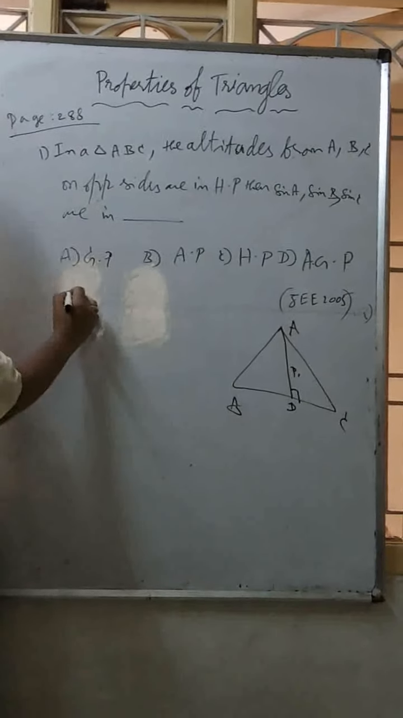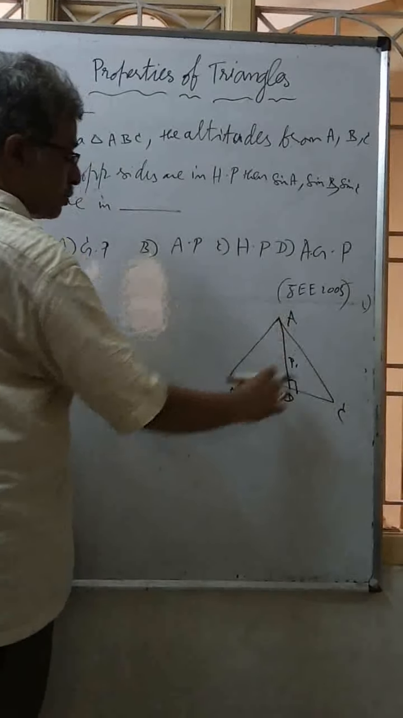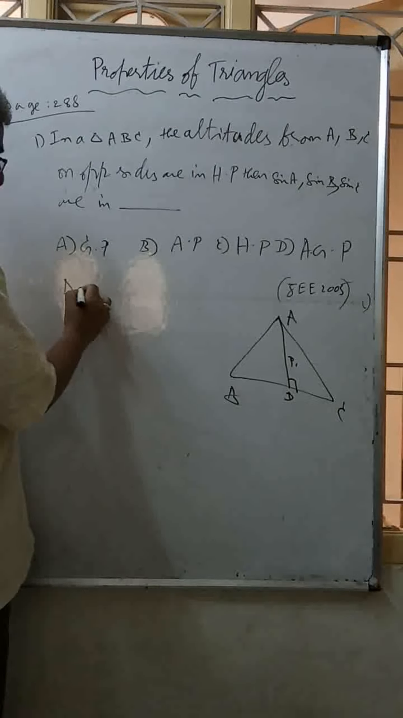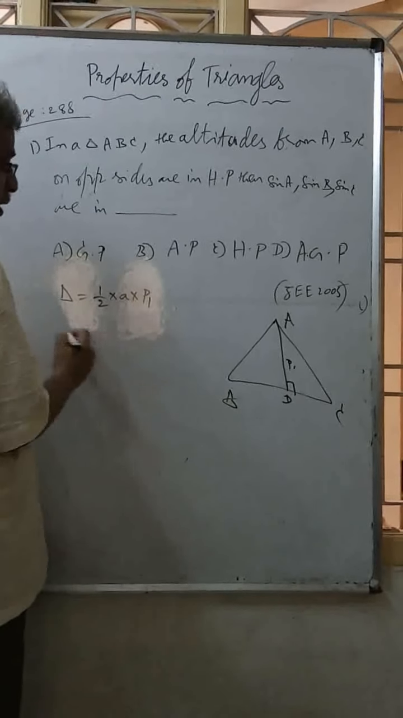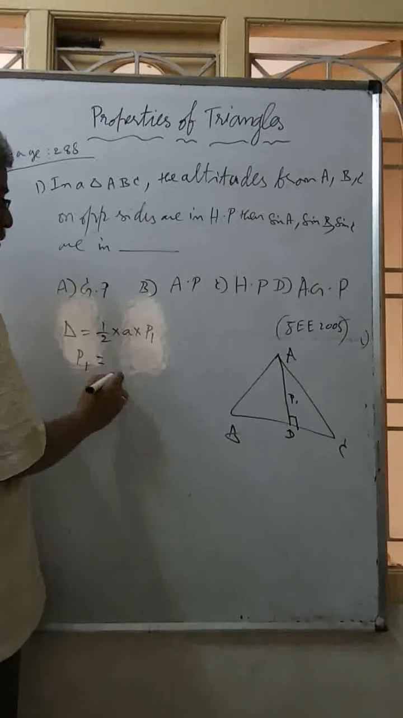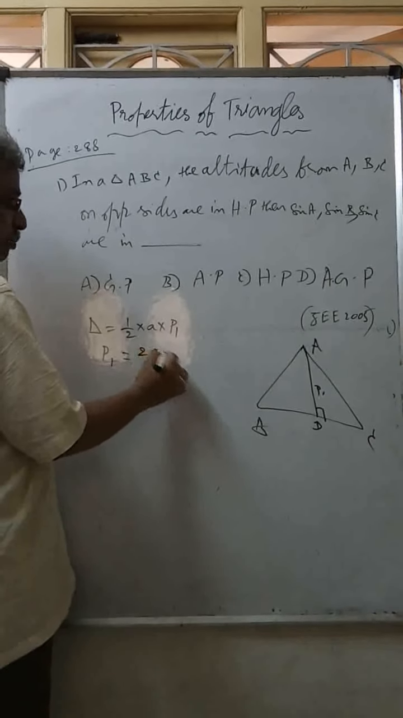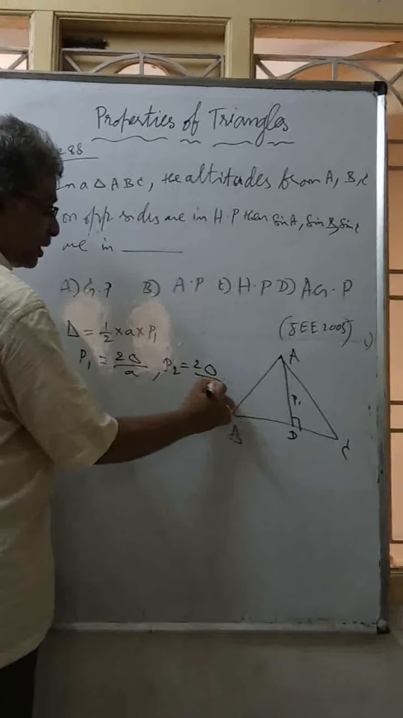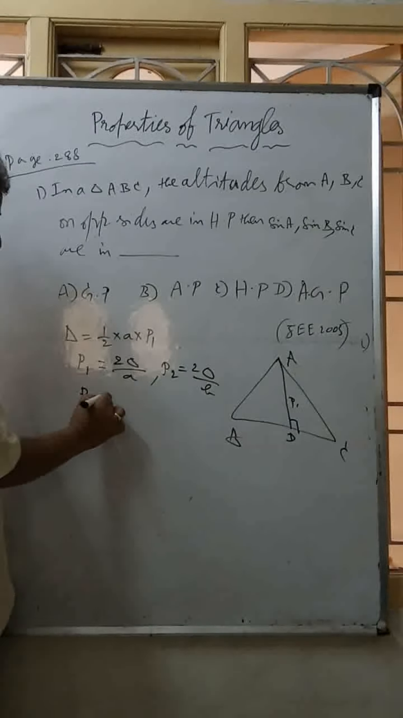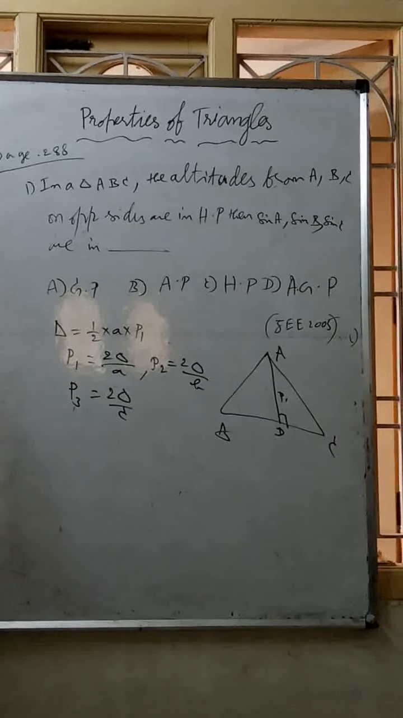We know that the area of triangle delta is equal to half into base into height. So delta is equal to half into base small a into height P1. So P1 is equal to 2 delta by a, like P2 is equal to 2 delta by b, P3 is equal to 2 delta by c. Now we are saying P1, P2, P3 are in HP.